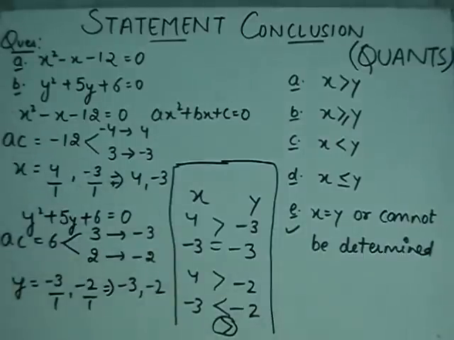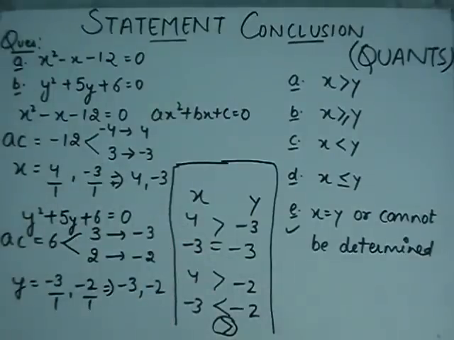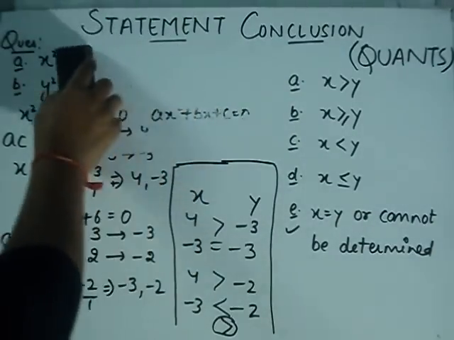Relation cannot be established because in some cases it is greater than y, in some cases it is equal to y, in some cases it is lesser than y. So our relationship is not in proper form. I hope this is clear to you. Now let's discuss another type of numerical.